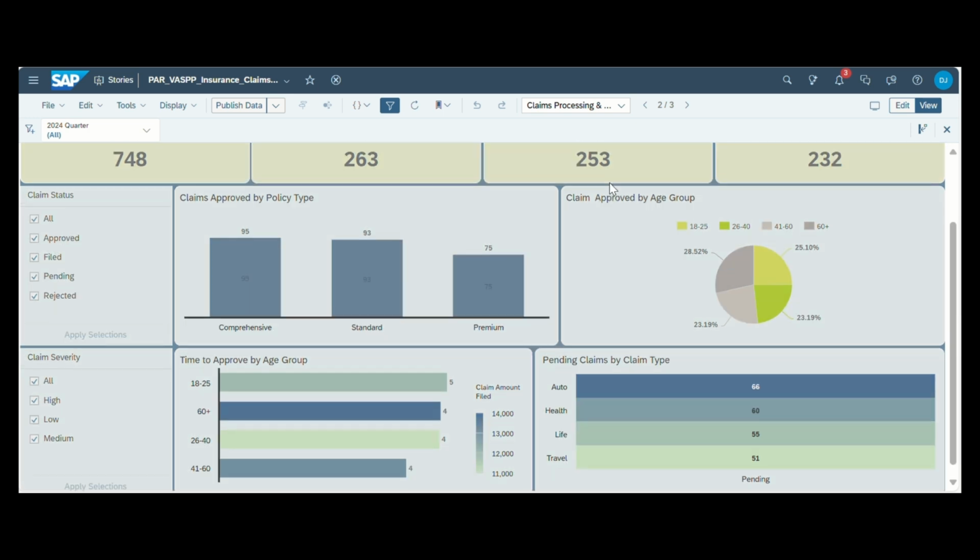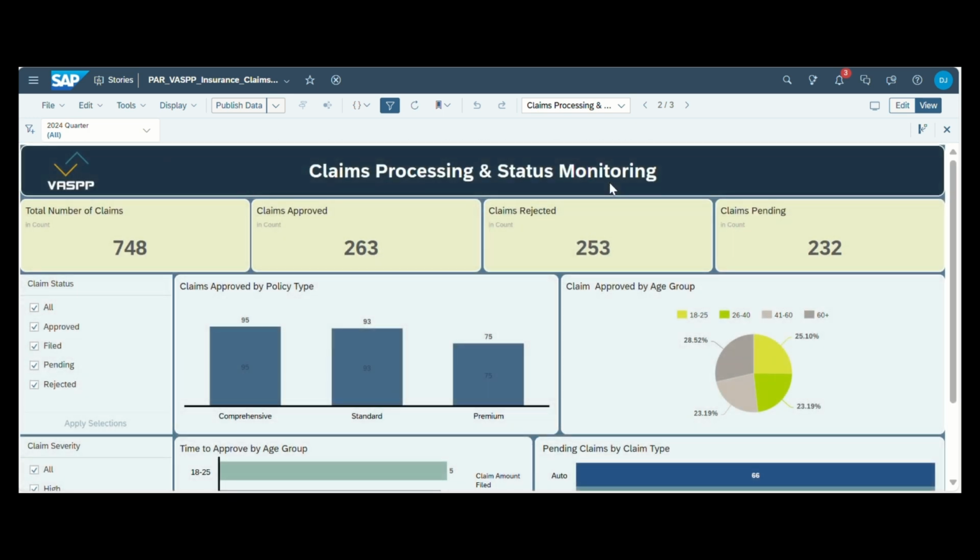The claims processing and status monitoring dashboard gives us a live snapshot of how well your claims engine is performing, not just in terms of volume, but in terms of clarity, speed, and customer fairness. Right at the top, we begin with the total number of claims, which stands at 748. This is your active universe, the complete count of claims flowing through the system, regardless of status. It's the foundational metric that sets the stage for measuring throughput, team capacity, and cycle times.